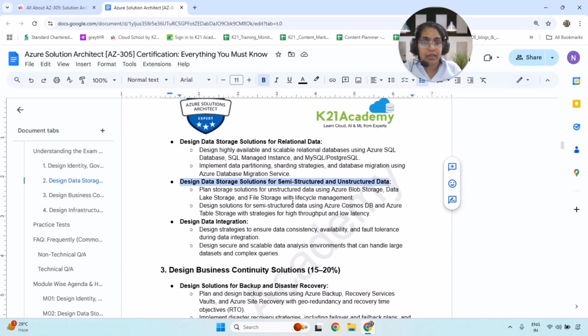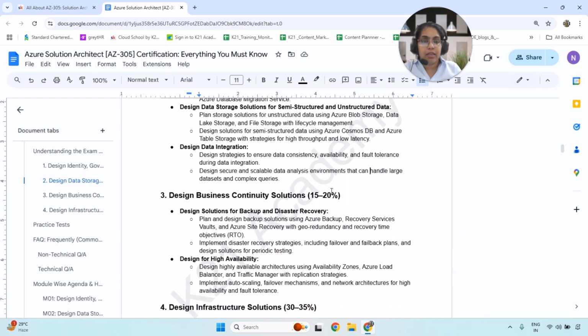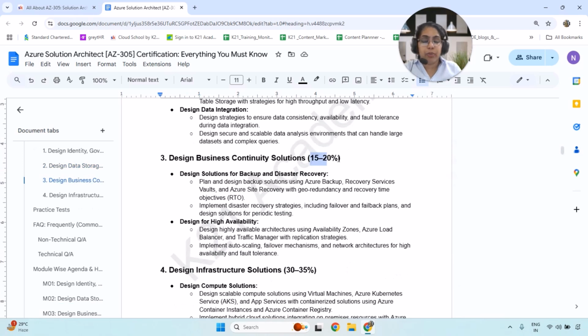Moving to the third domain, which has a weightage of 15 to 20%. The domain name is design business continuity solutions. In this domain, you need to focus on topics like designing the solutions for backup and disaster recovery. All these subtopics are part of it, so you can go through them as well. And next is design for high availability, where we have all these subtopics as part of it. So this is what the third domain talks about.